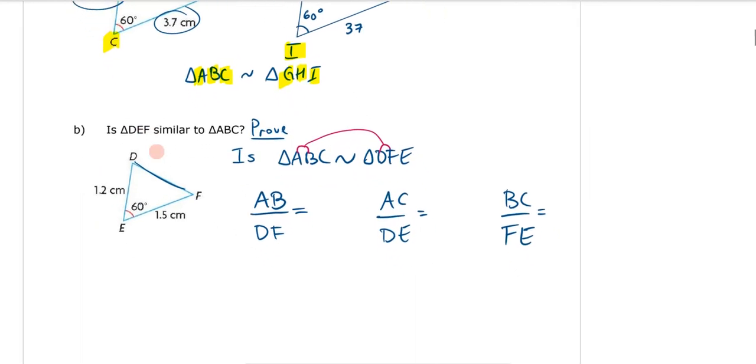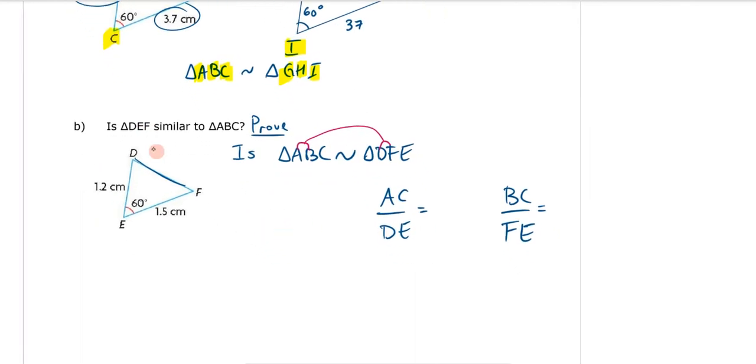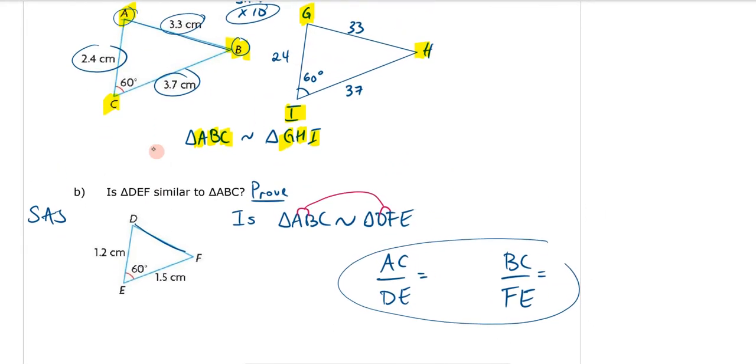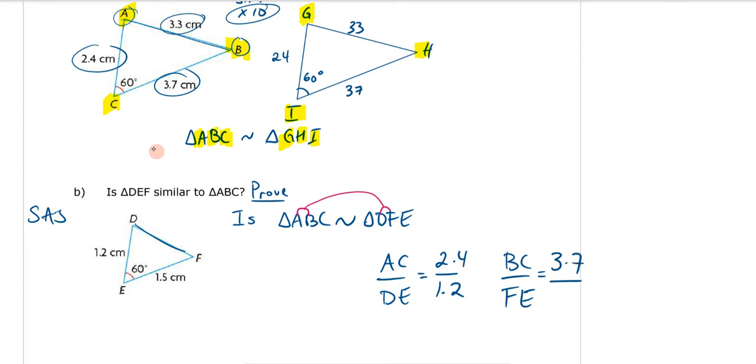Now I don't have DF, so I'm going to erase DF. So remember, it's side, angle, side. So I only have to check ratios of two sides. So this is going to be my two corresponding side pairs, AC over DE and BC over FE. Okay, so AC over DE, if I look at the numbers, AC is 2.4 and DE is 1.2. So far, so good. And if I look at BC over FE, BC is 3.7 and FE is 1.5.